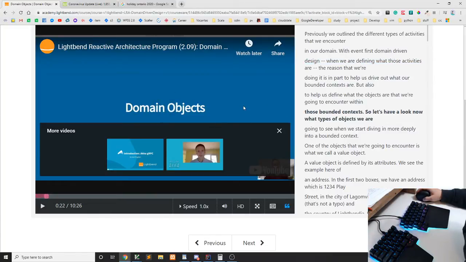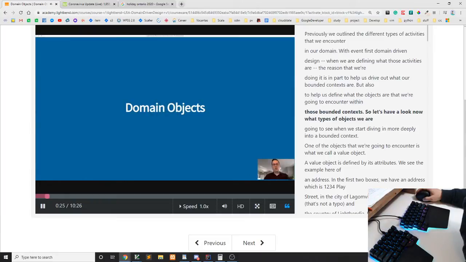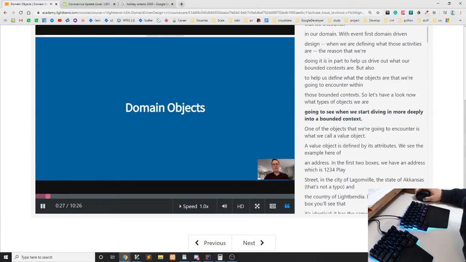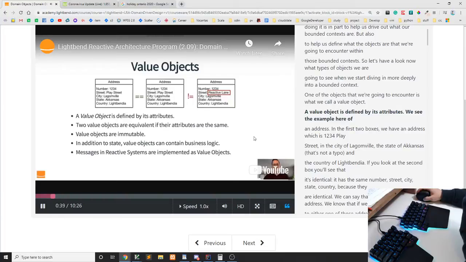So let's have a look at what types of objects we are going to see when we start diving more deeply into a bounded context. One of the objects that we're going to encounter is what we call a value object. Now, a value object is defined by its attributes. So we see the example here of an address.